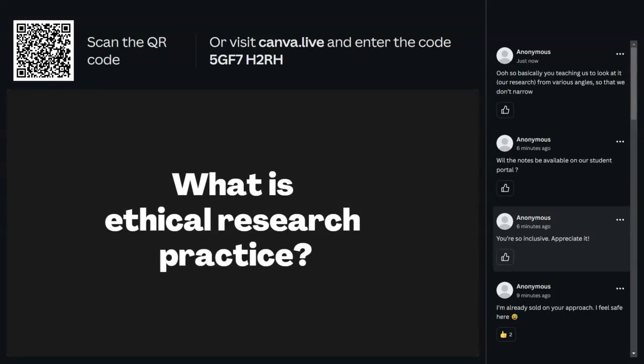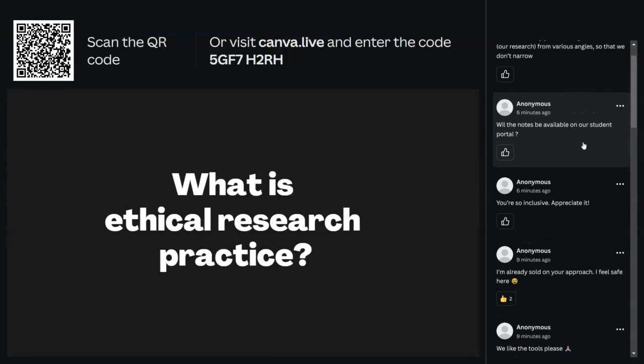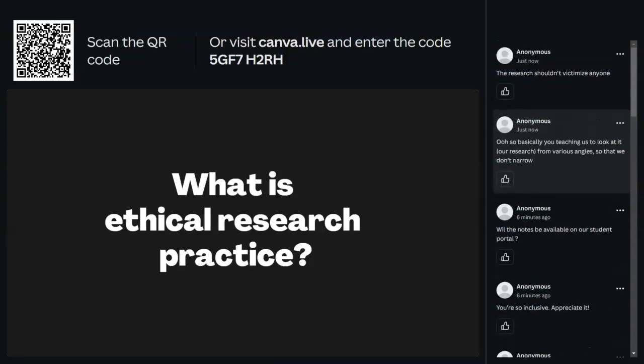So it's asking you to look at your study from different angles, not narrow it, you're correct. But let's home in and clarify it. So if you could give me a word that describes what is ethical practice, what would you say? It shouldn't victimize anyone. Yes, definitely. Can I have two more examples? What is ethical practice?